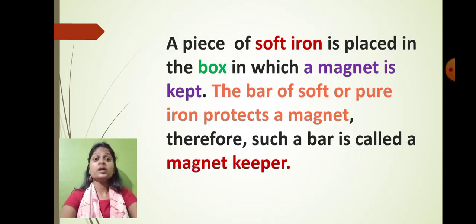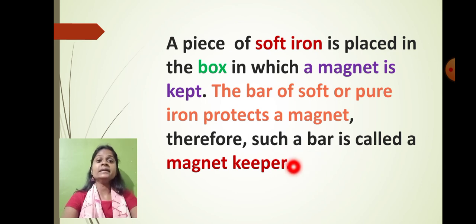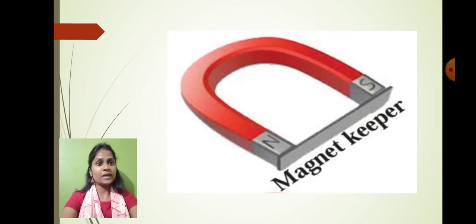And that's why, students, to protect the magnet, a soft iron is placed in the box where the magnet is kept. A bar of soft or pure iron protects the magnet. Who protects the magnet? Soft iron. And therefore such soft iron is called as what? Magnet keeper. Can you see the magnet keeper? This is a soft iron. It is used to protect the magnetic property.